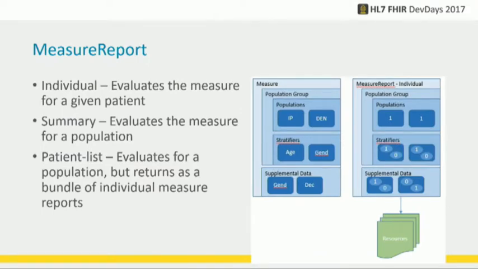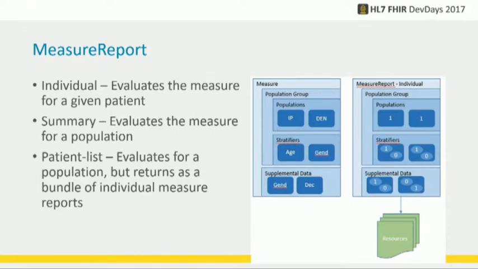Then once we have this evaluation, there's a measure report resource that actually gives you the results. You can run that on an individual, you can run it summary, or you can run a patient list report. An individual runs the measure for a particular patient. It just tells you for that patient whether they're in or out of each of the populations. With measures, you can also stratify, so you can define stratifiers along things like age or gender, basically any criteria. And you can also provide supplemental data. Supplemental data is additional information that you would provide with each member of a population as part of the report.